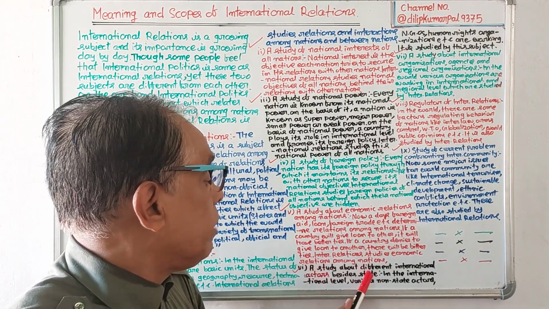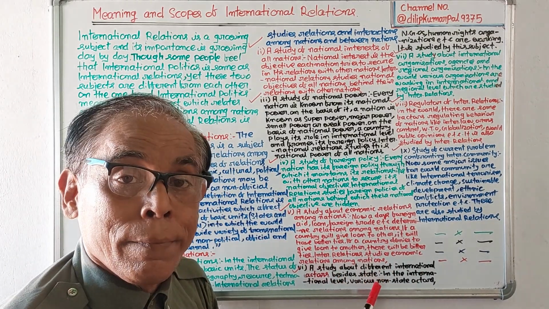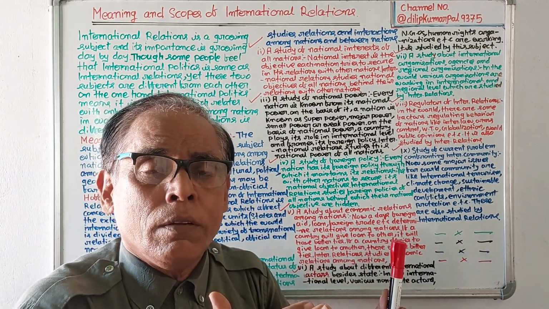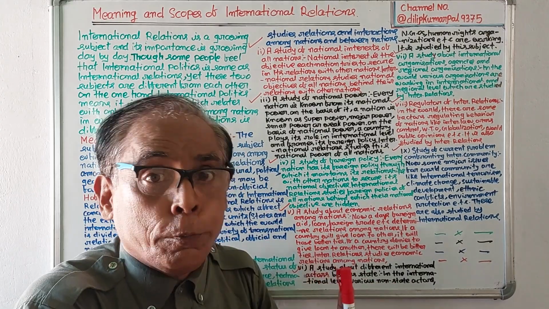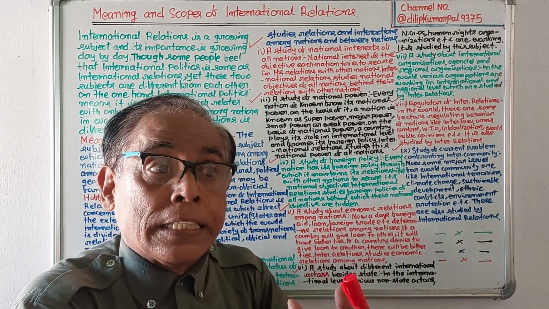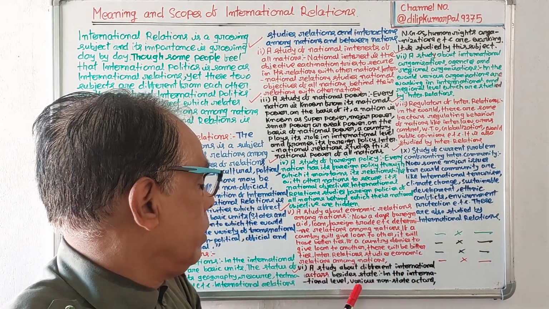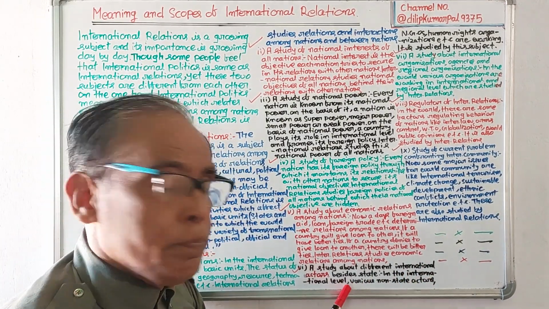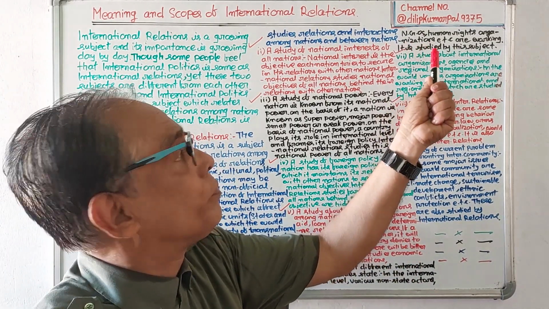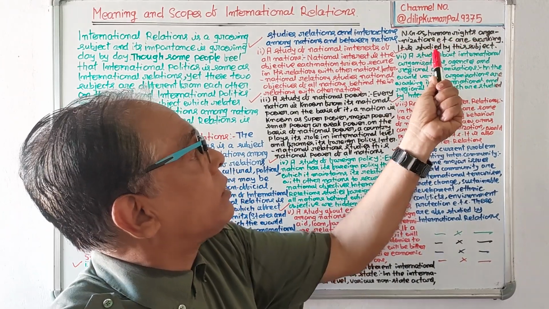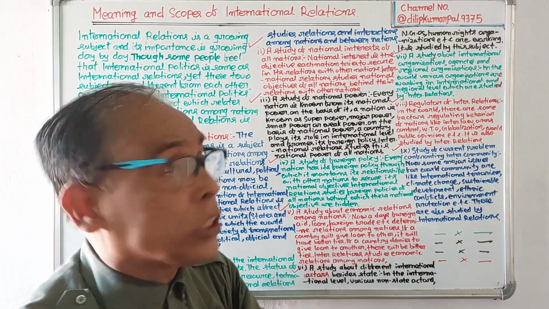Number 6, a study about different international actors besides the state. At the international level, no doubt the state is an important factor. It is a basic factor. Besides the state, there are also other international actors. At the international level, various non-state actors, NGOs, human rights organizations, etc. are working. It is studied by this subject.